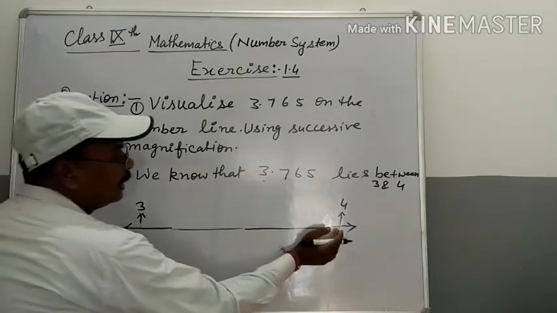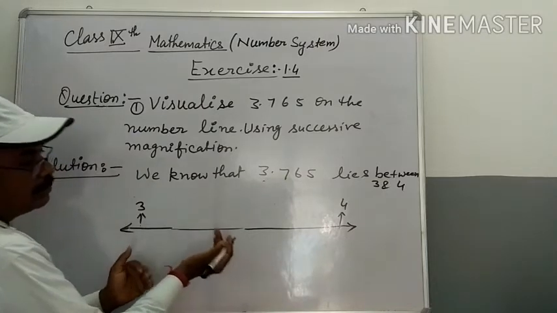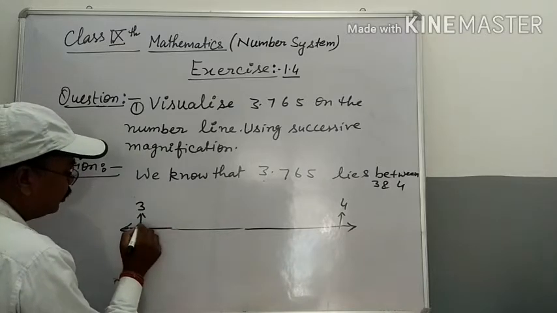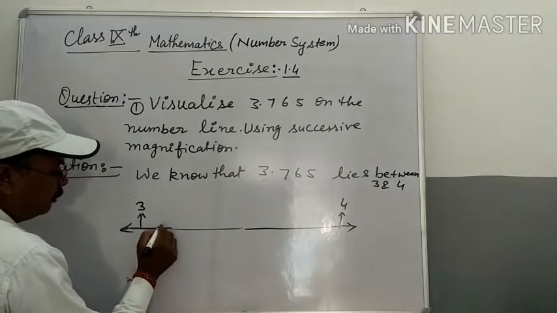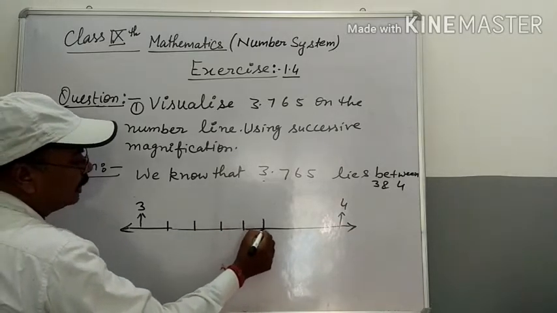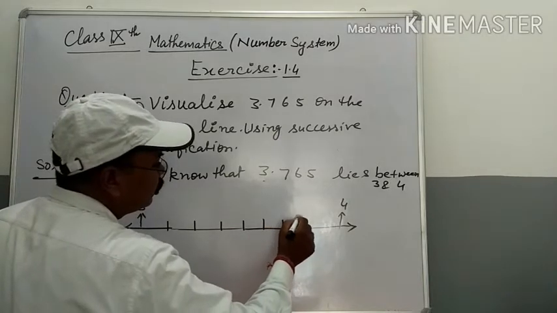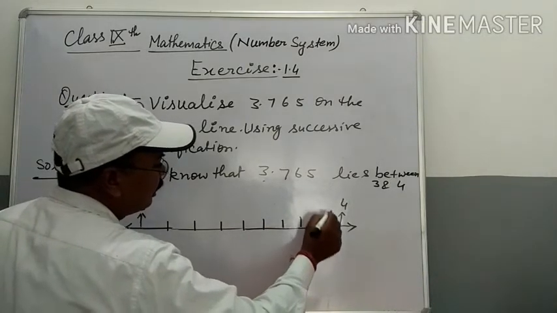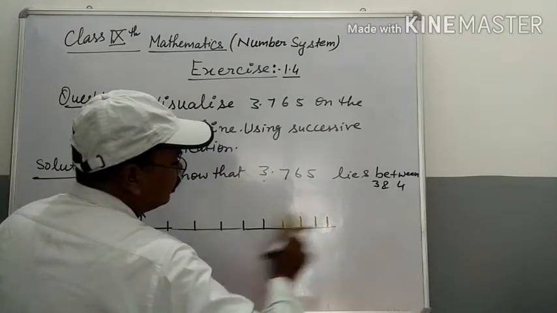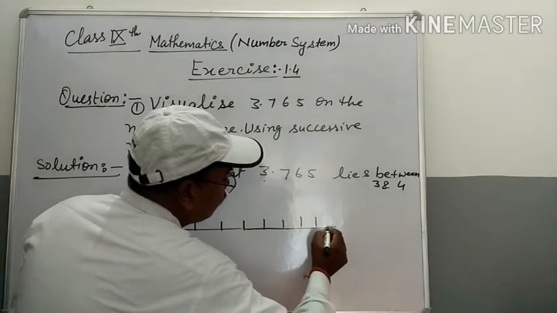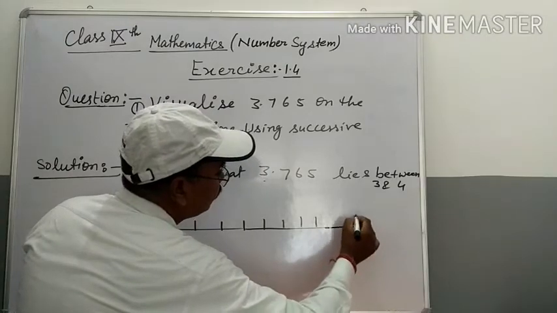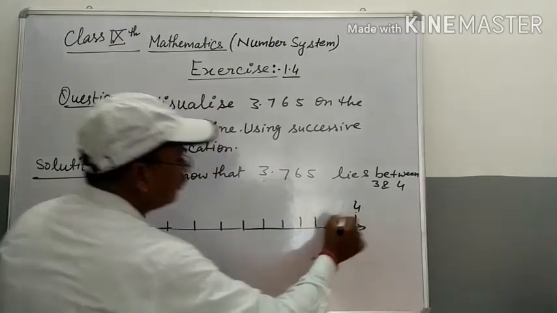Students, for this, you can see 10 small parts. It means between 3 and 4 on the number line, they are 10 equal parts. Equal parts: 1, 2, 3, 4, 5, 6, 7, 8, 9. Let's extend the line, students. That is the extension of the line, and that is 4.